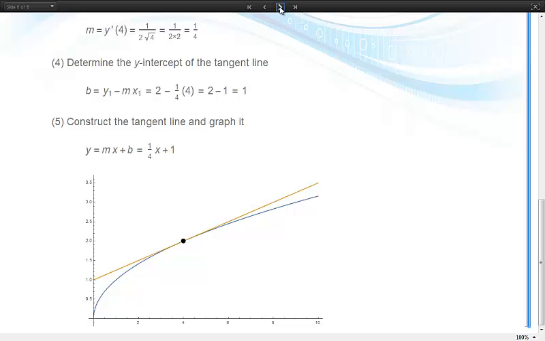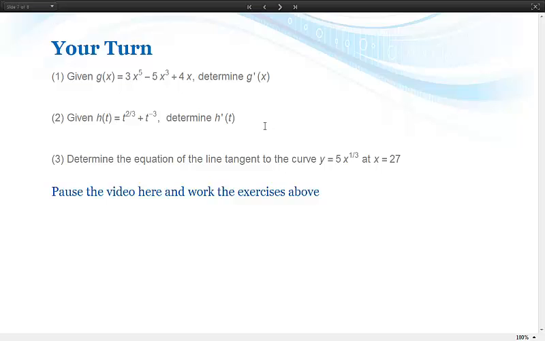Okay, now it's your turn to do some work. Given g of x is 3x to the 5th minus 5x cubed plus 4x, determine g prime using the power rule and the other rules. If h of t is t to the 2/3 plus t to the minus 3, determine h prime of t. And determine the equation of the tangent line to the curve y equals 5x to the 1/3, or 5 times the cube root of x, at x equals 27. And remember, 3 cubed is 27, so the cube root of 27 is 3. So please pause the video here, work those exercises, and then we'll review the solutions together.